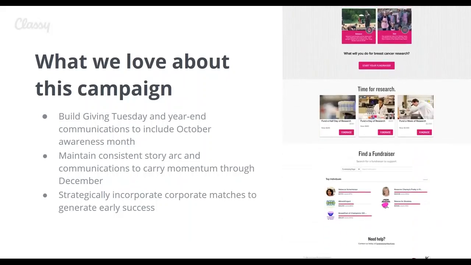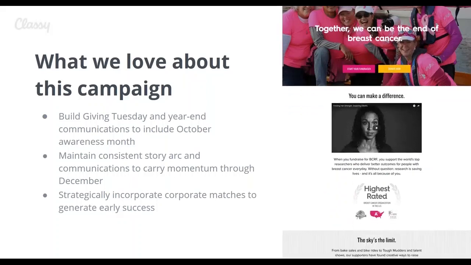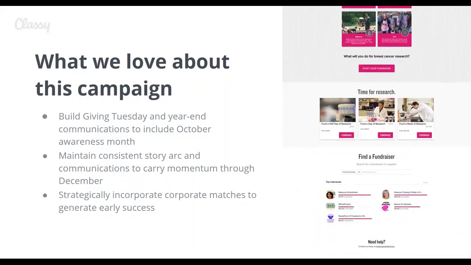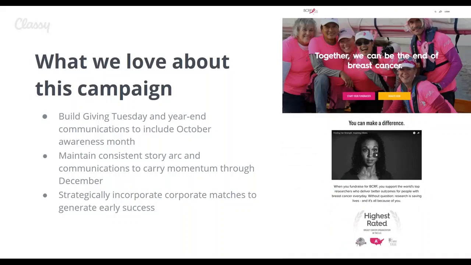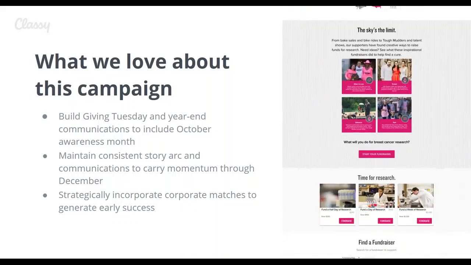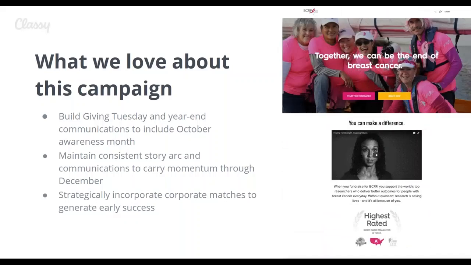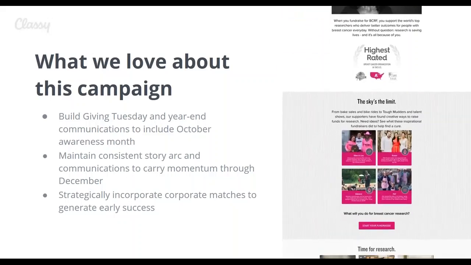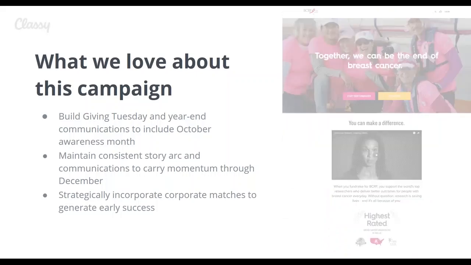Breast Cancer Awareness Month is October, so BCRF starts its campaign communications in September to build anticipation for October. Throughout the month of October, they keep enthusiasm high by capitalizing on Breast Cancer Awareness Day, also in October, and engaging corporate partners that provide a match to the campaign for that day. These efforts allow BCRF to front-load donations, build momentum, and see early success as they move into the latter part of their campaign in November and December.